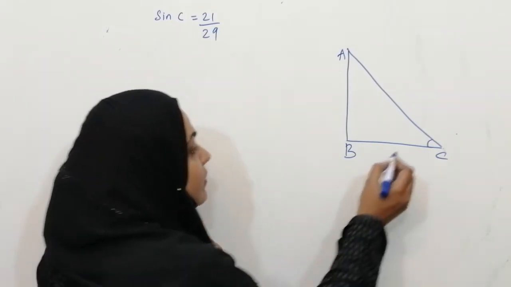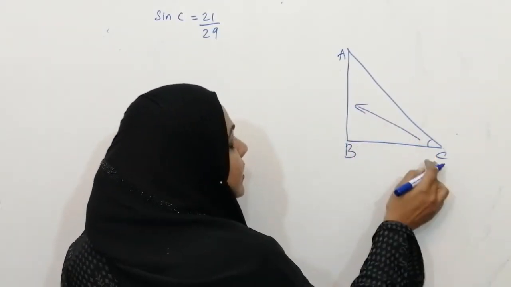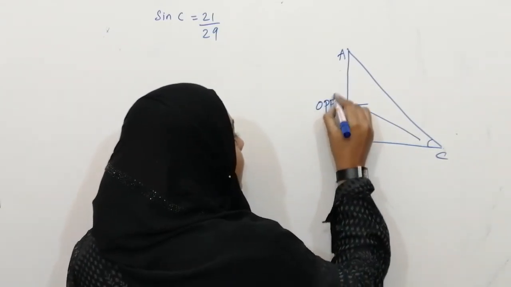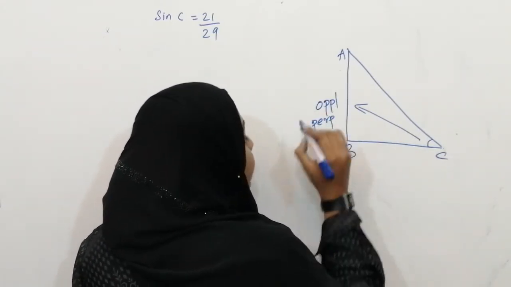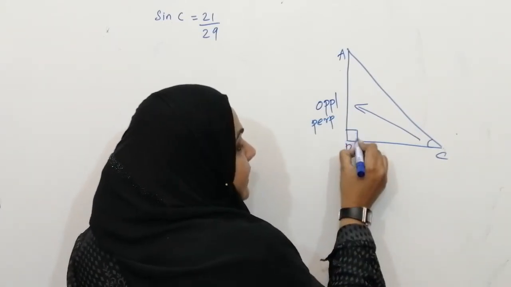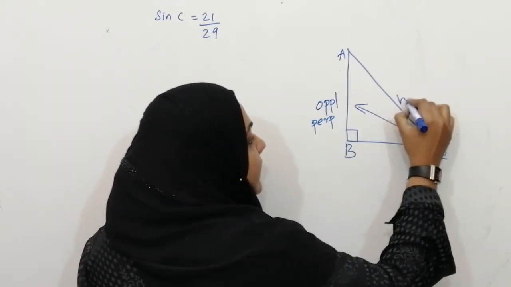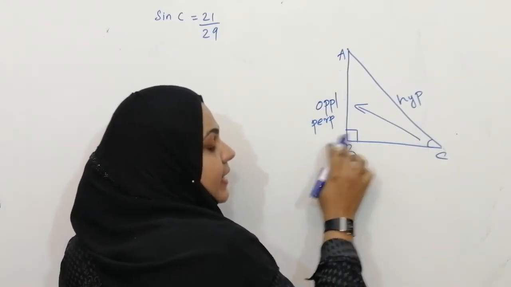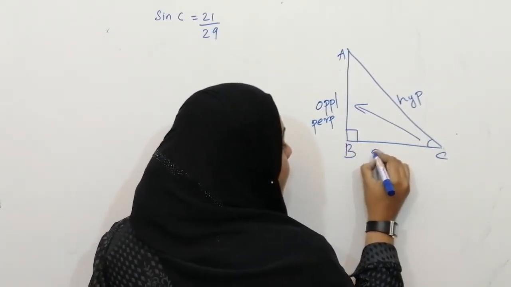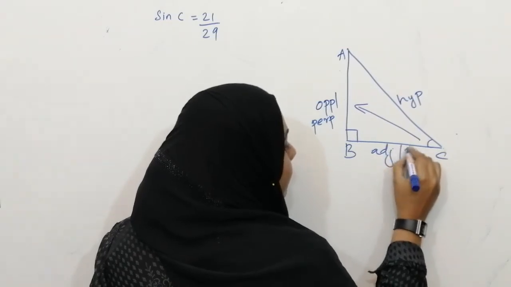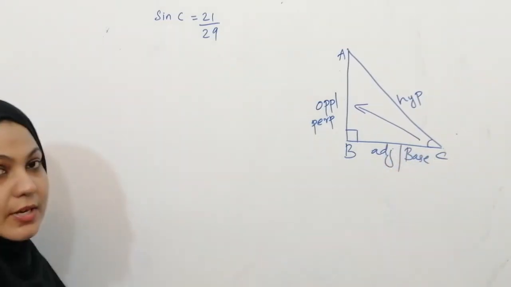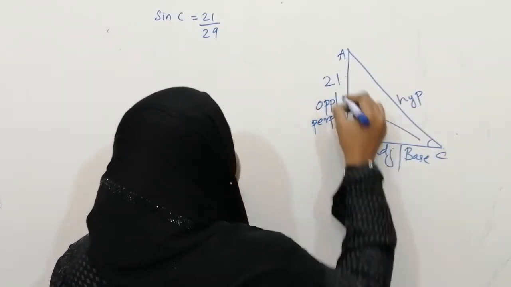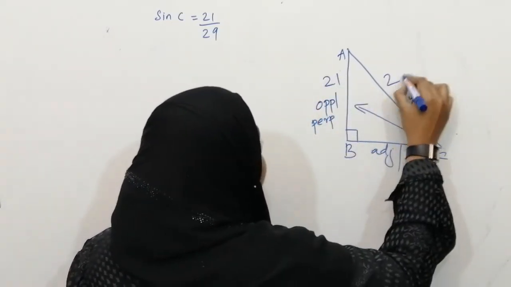So according to C, which one is opposite? The side opposite to the reference angle is called opposite, or perpendicular. Now this is 90 degree. The side opposite to 90 degree is hypotenuse. The side which contains 90 degree and the angle is called adjacent or base. So let's start. Sine is opposite, so this is 21 and hypotenuse is 29.